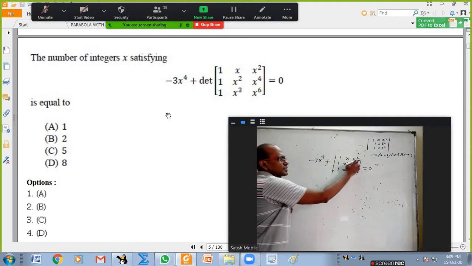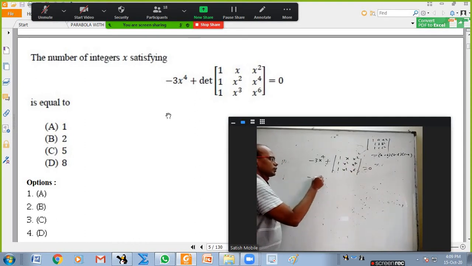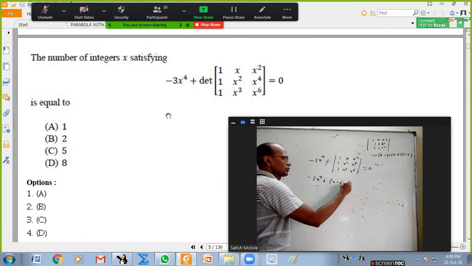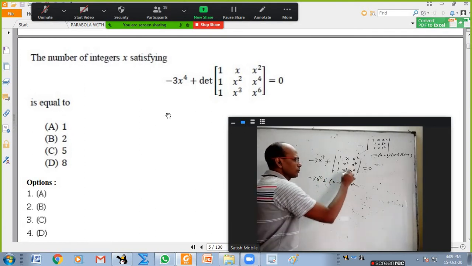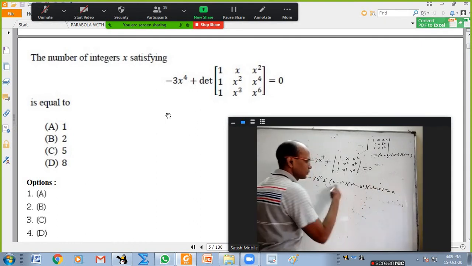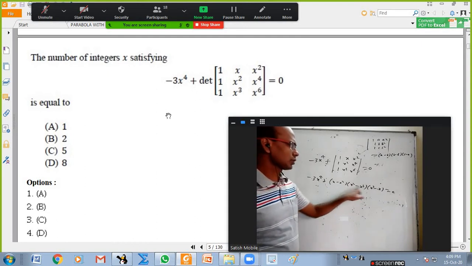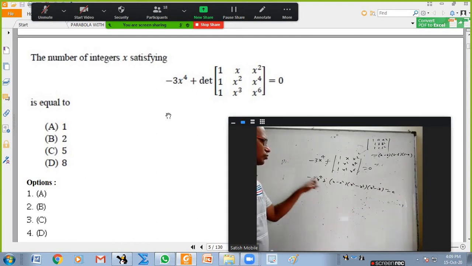If this is a, this is a square. This is b, this is b square. This is c, this is c square. So I'm going to use that. So x minus x square into a minus b into b minus c, x square minus x cube into x cube minus x, a minus b into b minus c, c minus a. I can take one x common here, one x square common here, one x common here. That is x power 4 with this. So I can take x power 4 common.